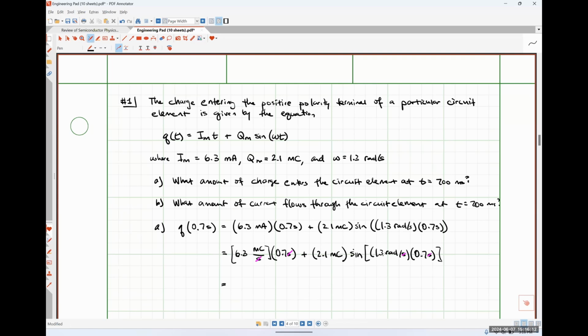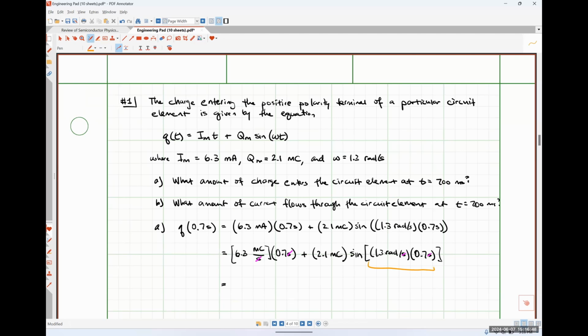Okay, so I was expecting somebody to get an answer of 4.443. The correct answer is the 6.068 millicoulombs that is given on the assignment sheet. But that 4.443 answer seems like it should be correct. However, I can pinpoint exactly what the problem is. Okay, so I want you to notice here, we're taking the sine of 1.3 radians per second times 0.7 seconds.